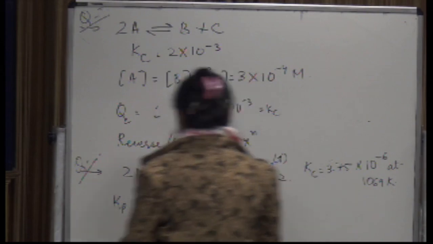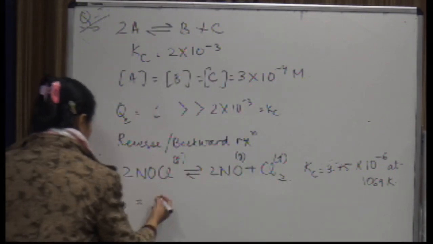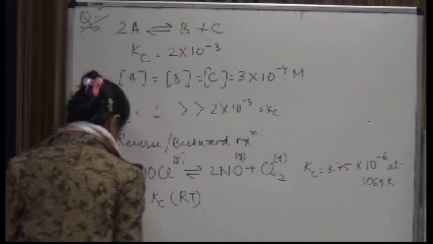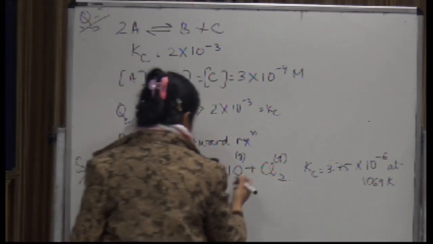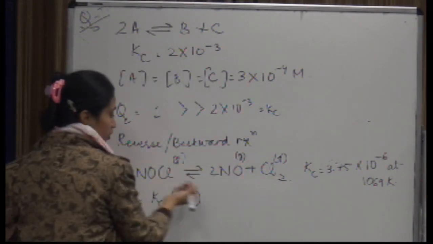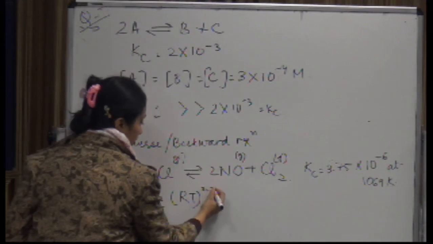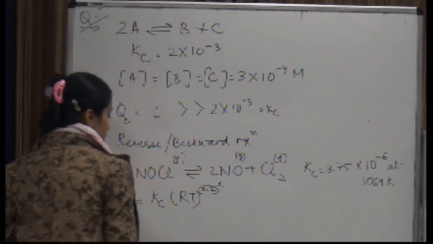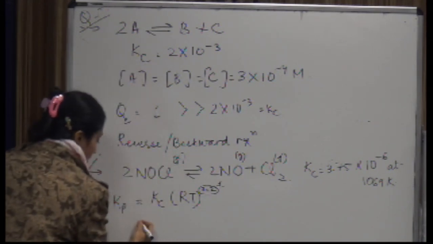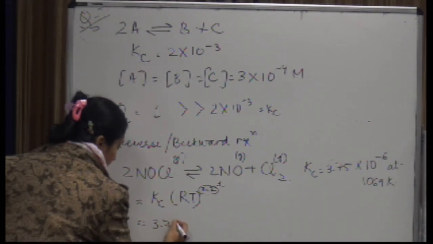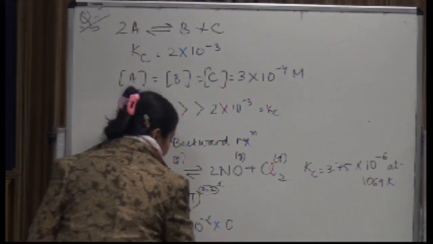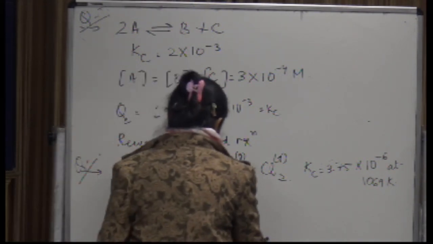So in this case, tell me the relationship first. Kp will be equal to Kc into RT to the power delta n, that will be 2 plus 1 minus 2, so that will be 3 minus 2, and that will be equal to 1. Then you just have to substitute the values. That will be 3.75 into 10 to the power minus 6 into 8.0.